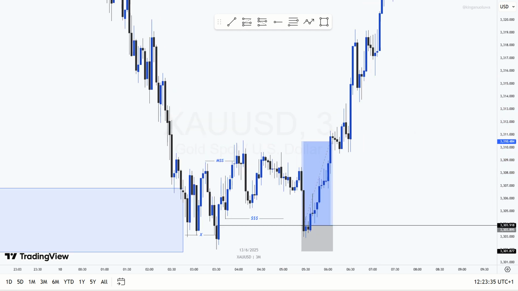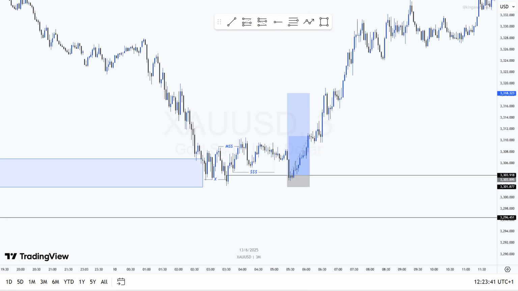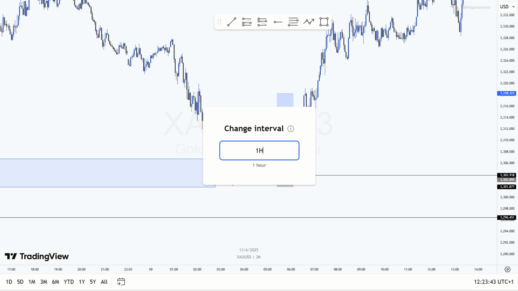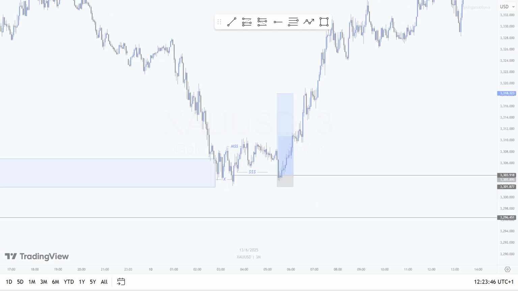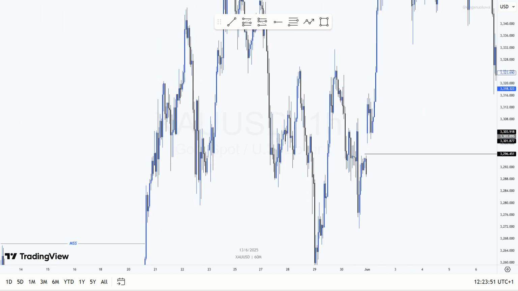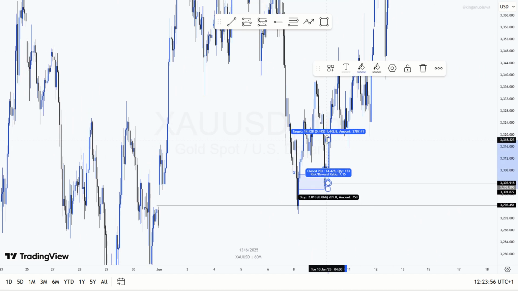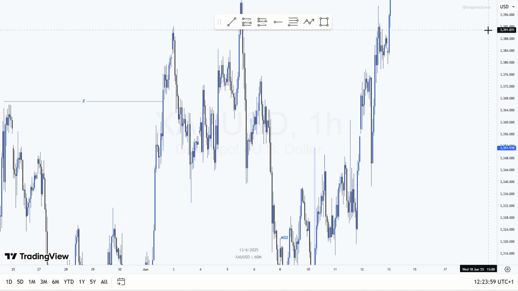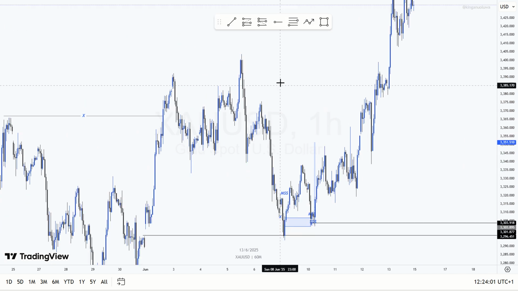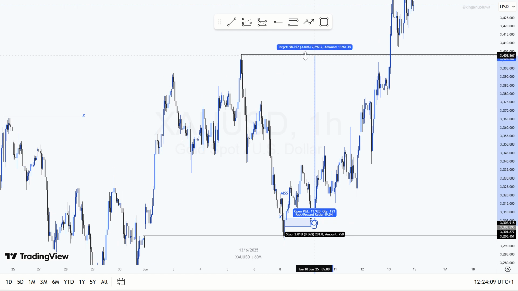Then I took my TP, which will be the high that I want price to break. So let me go back to my 1 hour. So this high, that's my TP right there. This high, that's my TP.